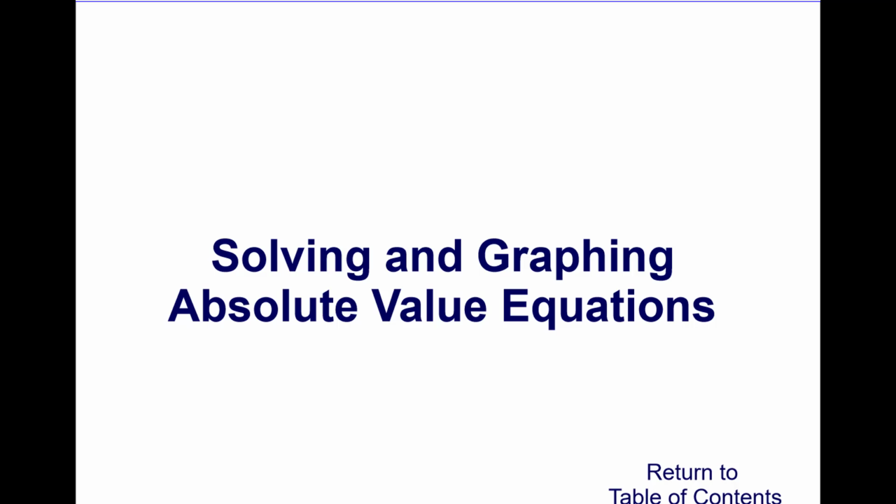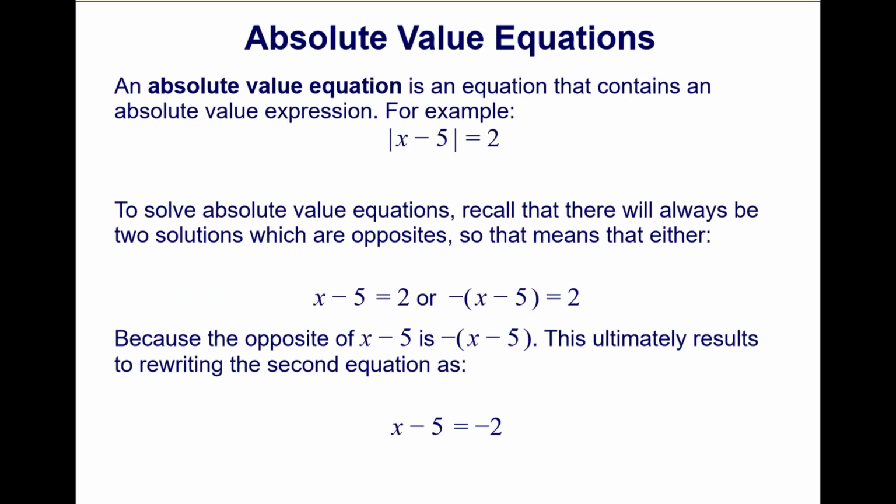Solving and graphing absolute value equations. An absolute value equation is an equation that contains an absolute value expression. For example, the absolute value of x minus 5 is equal to 2. To solve absolute value equations, recall that there will always be two solutions which are opposites.